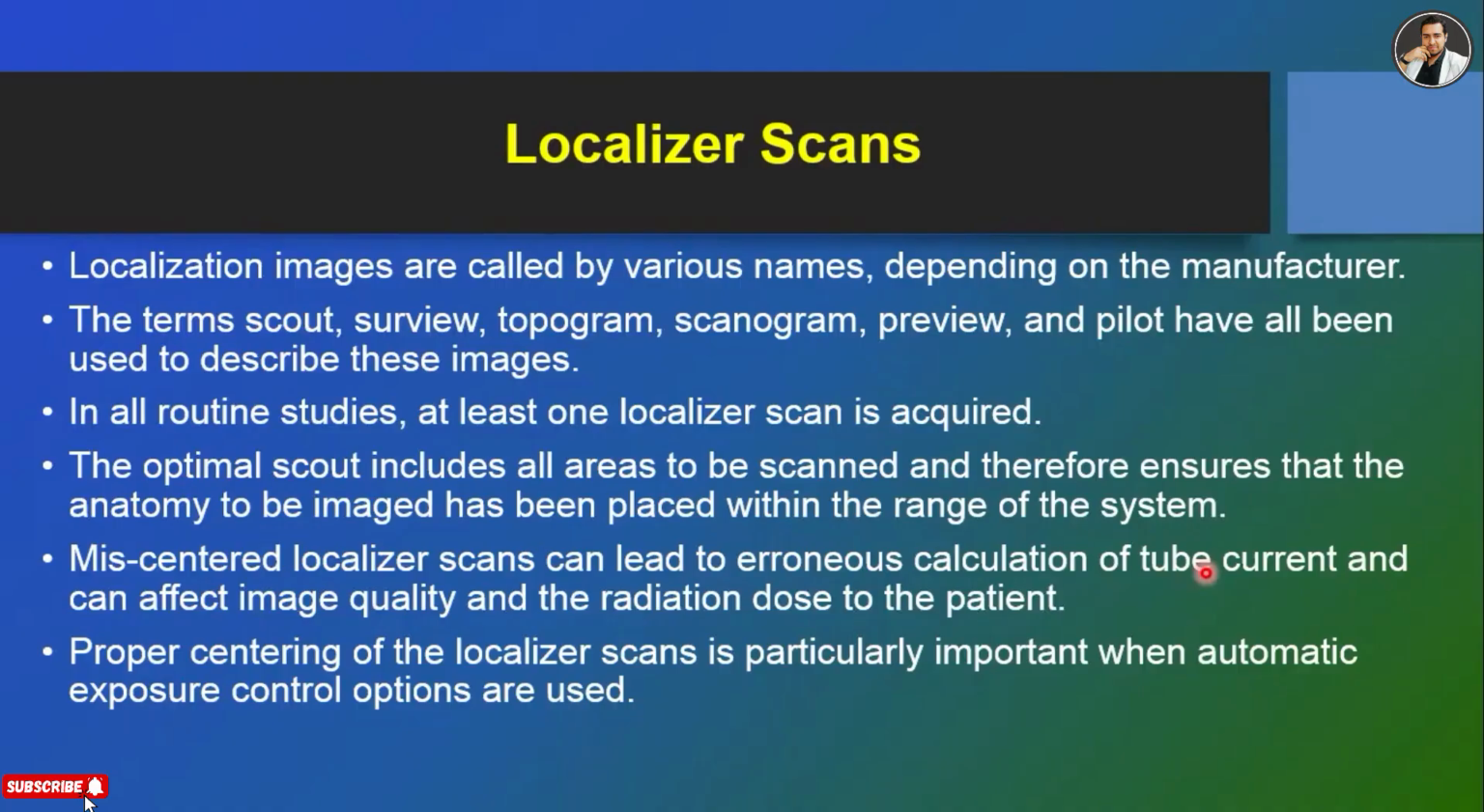If we do a brain CT scan, then we have to center the image properly. If we do not center properly, then we will not get a proper localizer or topogram. Then we will have to repeat the localizer again. That means the patient's radiation dose has increased.